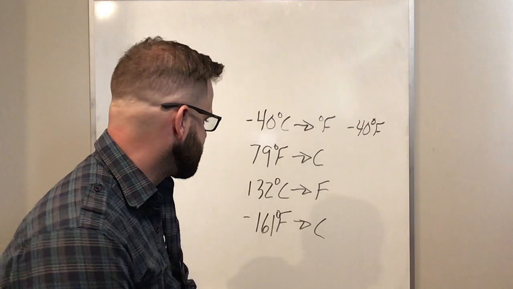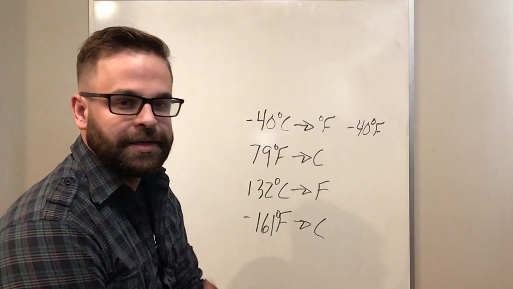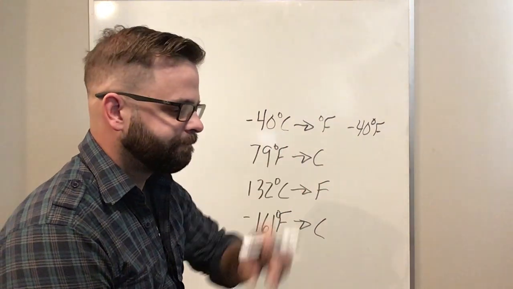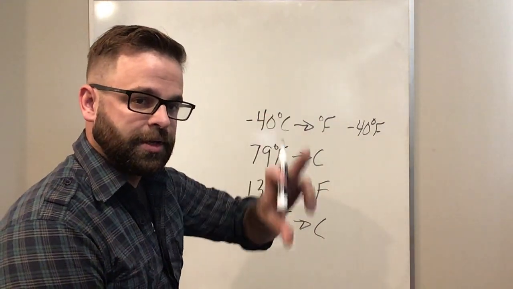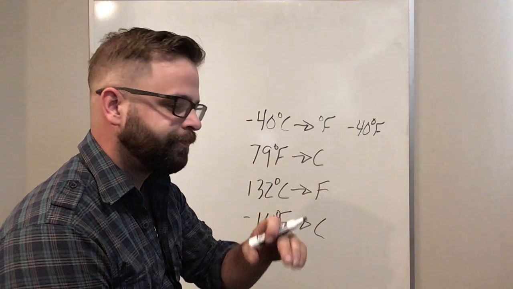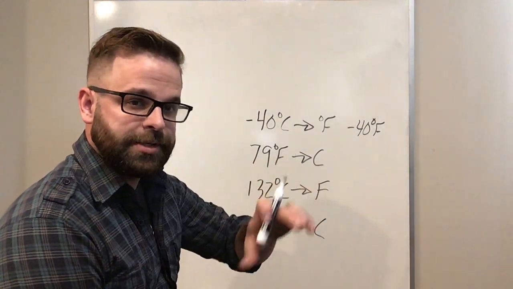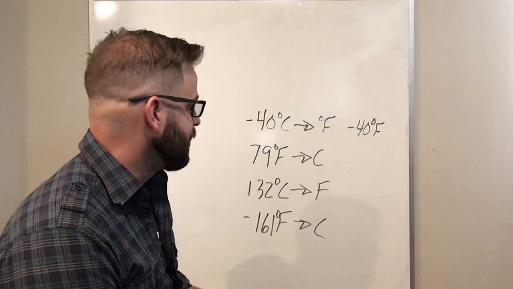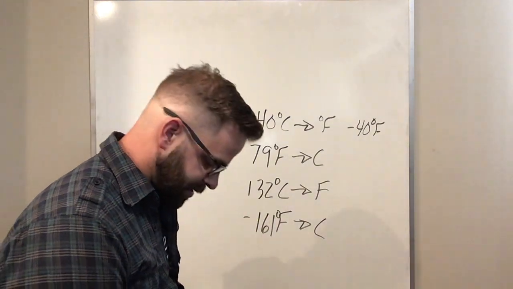So that is a crazy thing to see, and if you look at one of the old mercury thermometers, you know, the one with the bulb at the bottom, with the red mercury inside that goes up and down, you will see that negative 40 degrees Celsius and negative 40 degrees Fahrenheit are the same value.